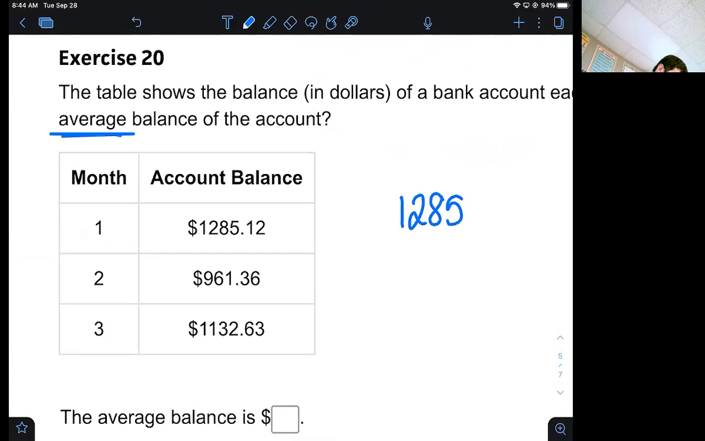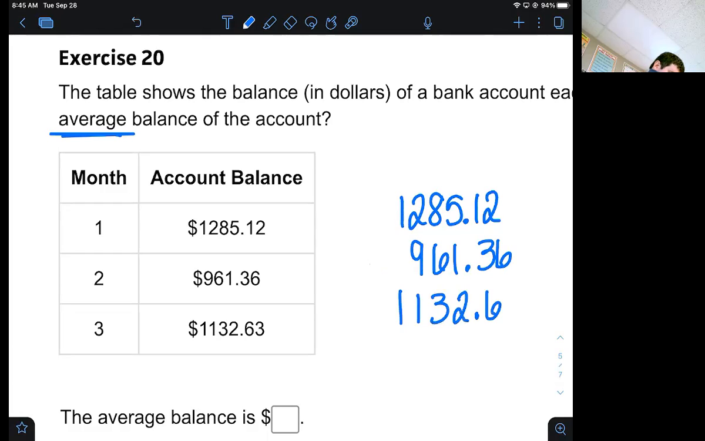1,285.12 plus month 2, my account balance was 961.36. Make sure you're doing a good job of lining everything up. Oops, I put the plus sign too early. I need a third number. And then 1,132.63. So when you find the average, or what's also referred to as the mean, you add up the numbers and divide by however many there are. There are 3 months. There are 3 numbers. I need to divide by 3.